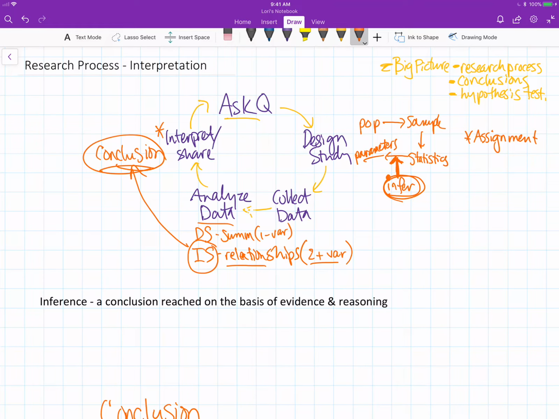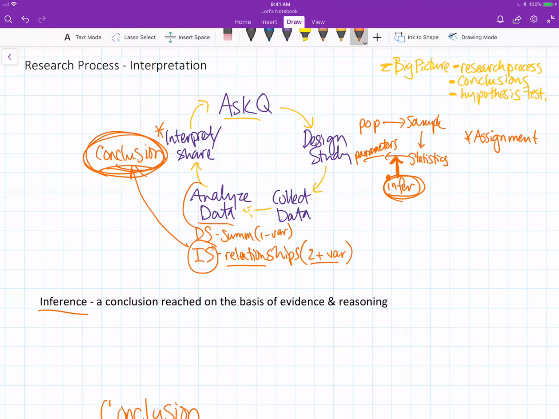So remember here with analyzing data, the whole idea is that we want to convert data into information that stakeholders can use to make decisions. Well, here's the decisions that they're making. They're making conclusions about what the study is showing, and so then they can apply it in their particular situation.